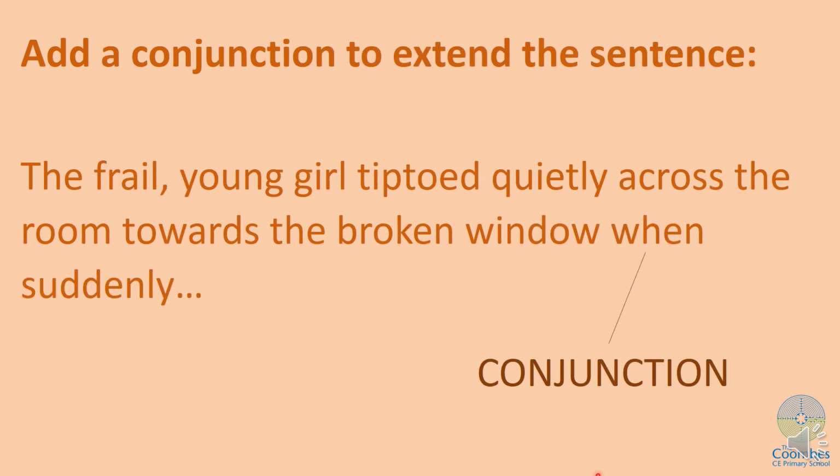But finally, we can extend it by adding a conjunction. Now, in case you've forgotten, a conjunction is a word that joins different parts of a sentence together, and it enables us to add more ideas to our sentence. So my new sentence says this: the frail young girl tiptoed quietly across the room towards the broken window when suddenly, and you will have to finish the sentence yourself.